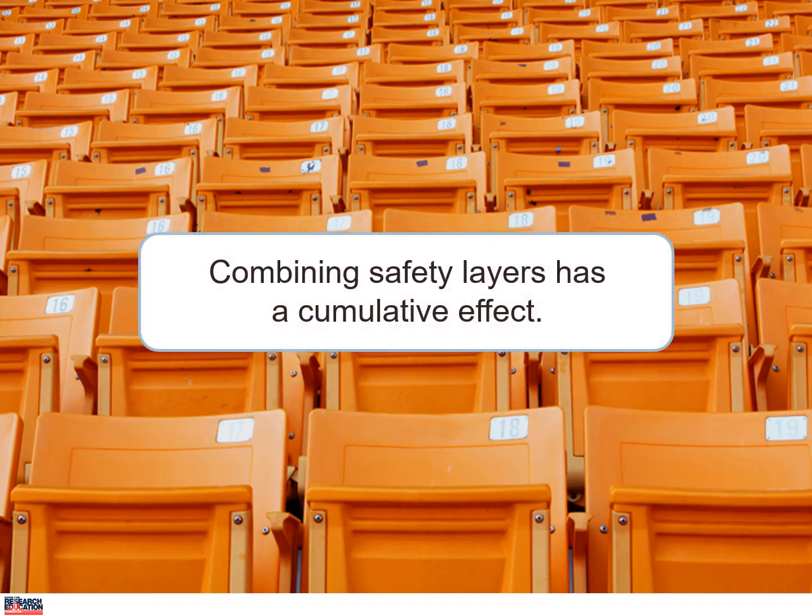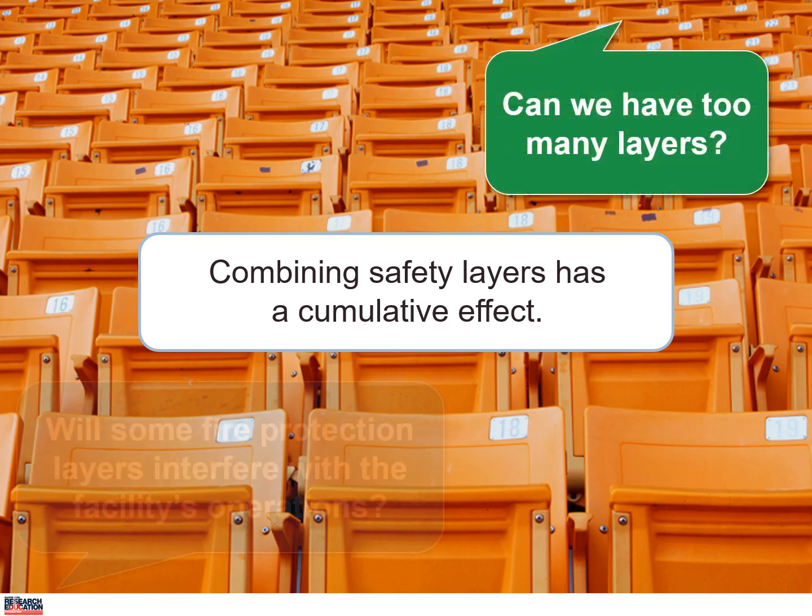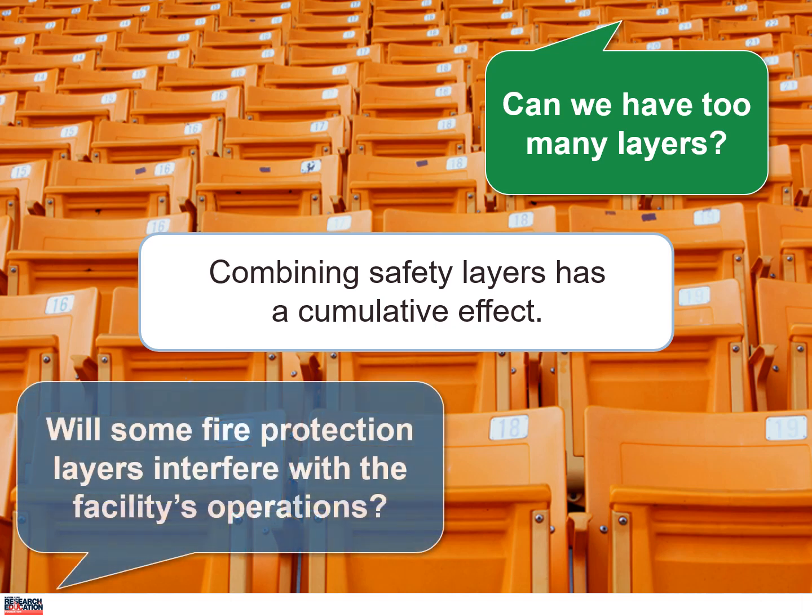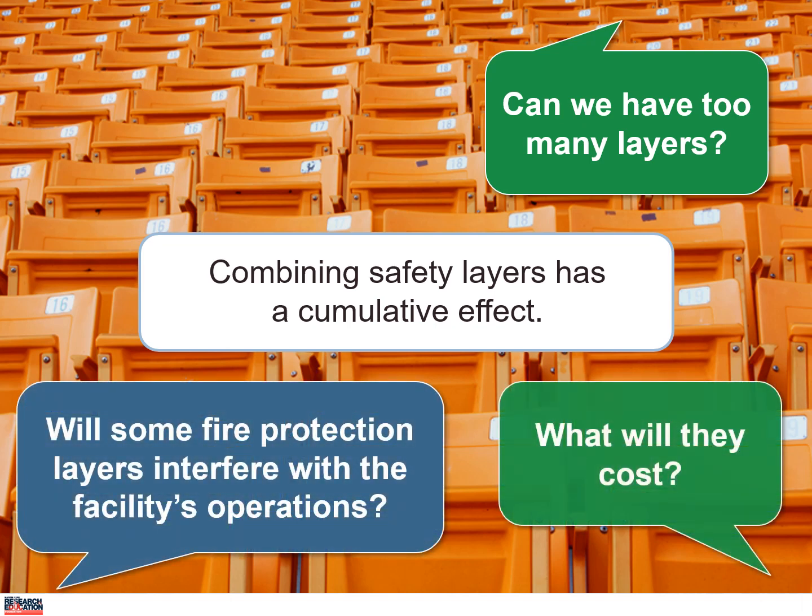Each fire protection feature creates another layer of protection. Combining several layers of safety will usually have a cumulative effect both in the level of safety and in cost. Quantifying those effects may be extraordinarily difficult. On the other end of the spectrum, can we have too many layers? Will some fire protection layers interfere with the facility's operation and what they cost?